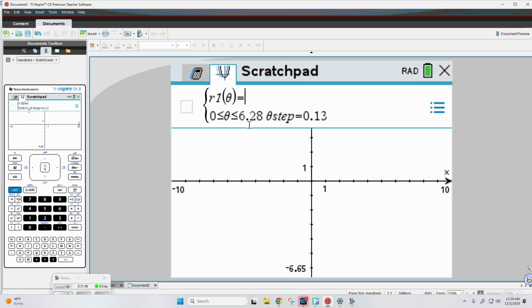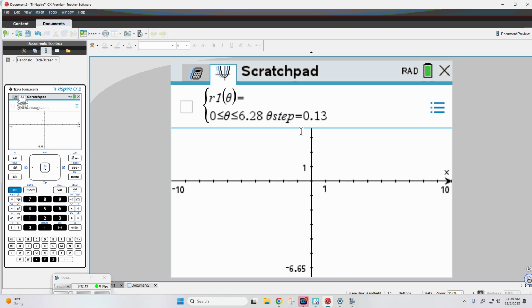That's 2 pi, right? So one interval, this is 1 full revolution right here. They're going to graph this for us. Now, when it says theta step, those are the increments of radians that we're going to put in. So it's going to start by substituting in 0.13 radians. Then it's going to put in 0.26 radians. Then 0.39 radians. So it's going to do it in that increment. That's probably the one thing you won't ever have to change.